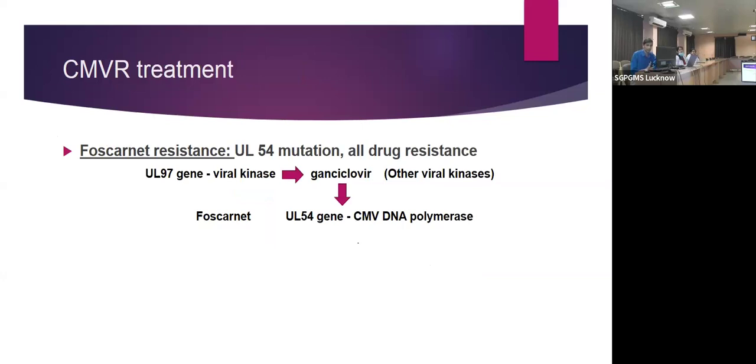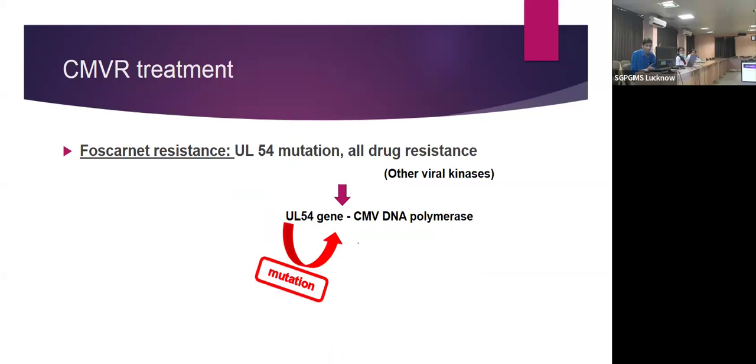Foscarnet resistance is actually a very serious problem. If foscarnet resistance is there, it gives resistance to all the available drugs. If foscarnet resistance is there, no drug will work in any patient. How does it work? Foscarnet acts on the polymerase, and this becomes mutated. When it gets mutated, this polymerase becomes able to use other viral kinases that are not targeted by any drug. Those kinases are not normally meant for CMV attachment, but CMV starts using them, and the virus again starts replicating. In this way, it confers resistance to all the anti-CMV drugs.